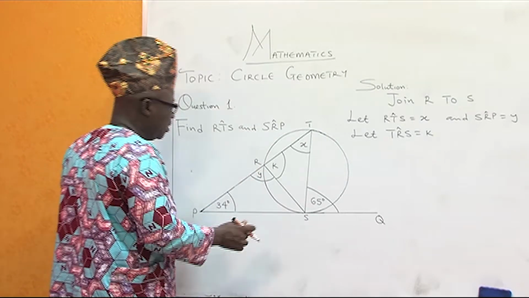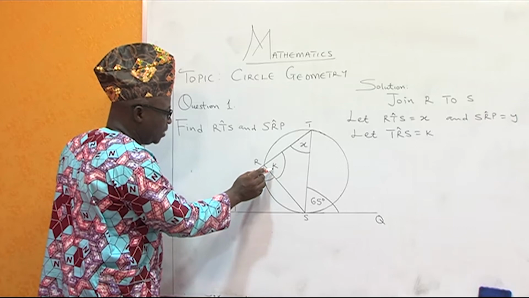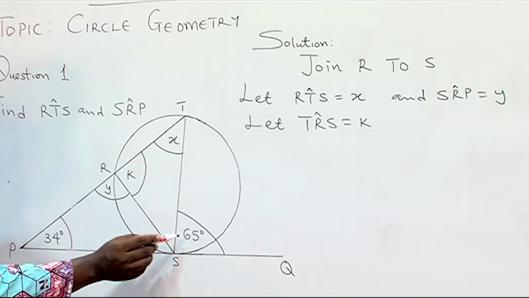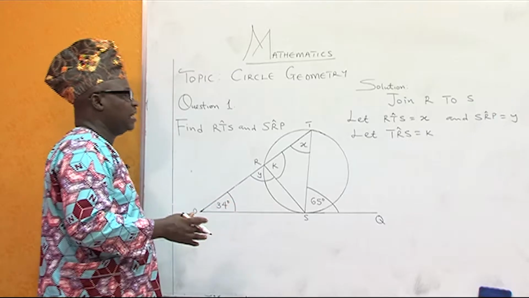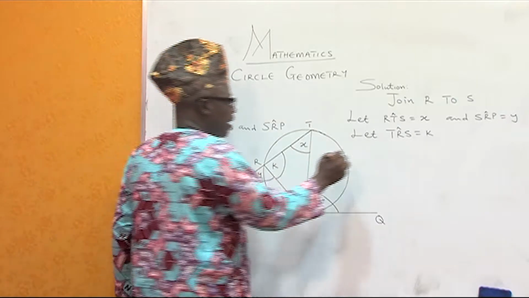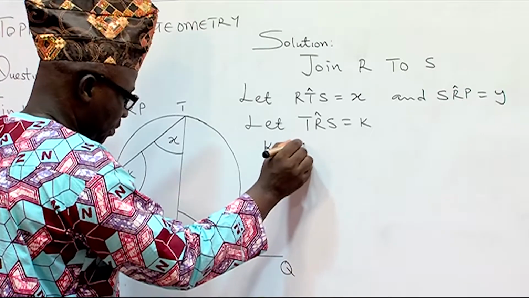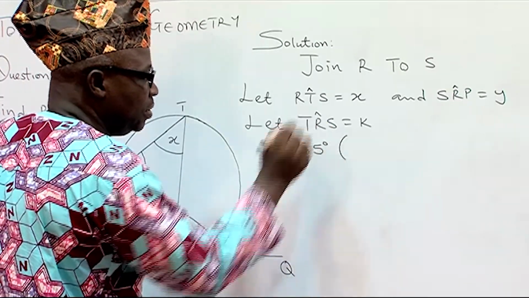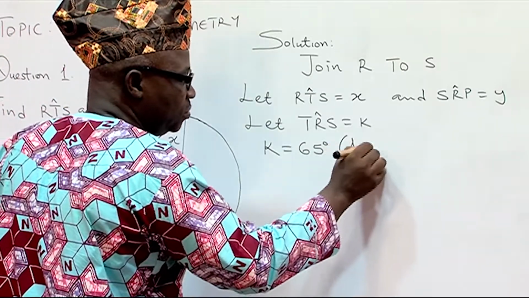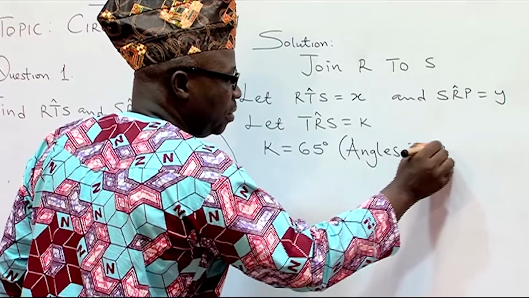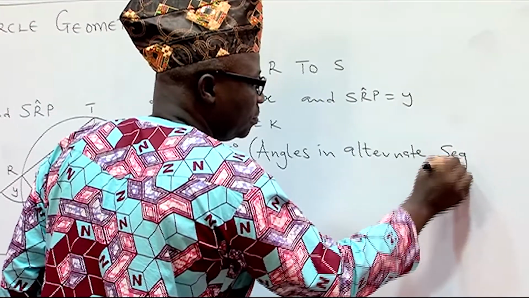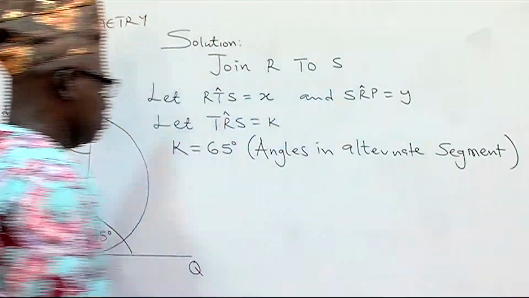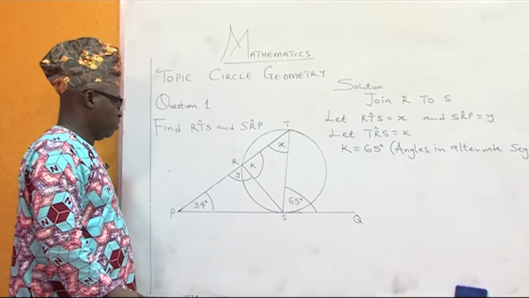Now from this arrangement, looking at angle K is going to be the same as angle 65 because both angles are in alternate segments. So when they are in alternate segments, they are equal. So I can write that angle K is 65 degrees. The reason for that, angles in alternate segments. So we've been able to get the value of K.